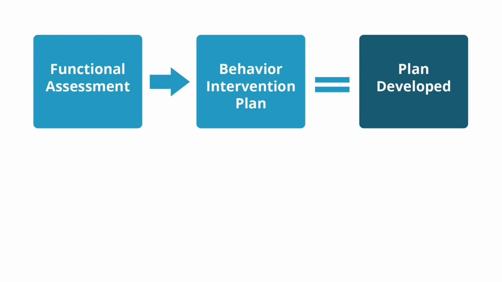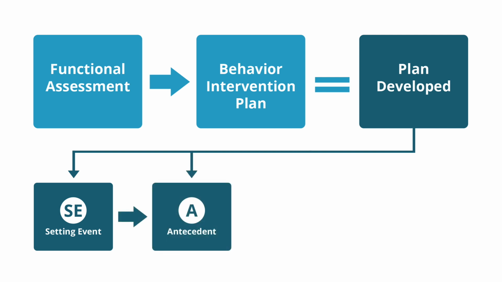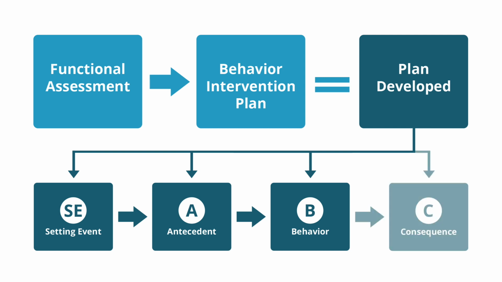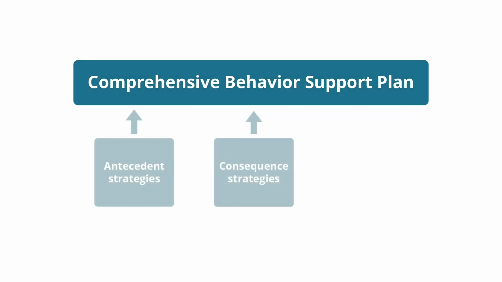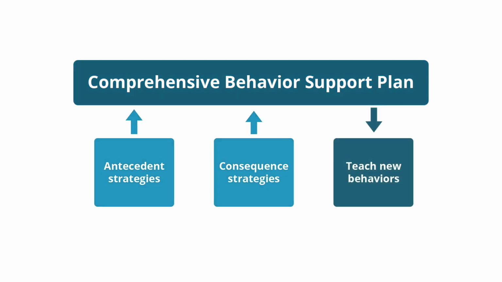We look at the sequence of how the behavior occurs. First, the setting event that sets the stage for the behavior, then the antecedent that triggers it, then the problem behavior that occurs, and finally, the consequence of that behavior. We want to develop a comprehensive behavior support plan with strategies that address both the antecedent and the consequence, and also teach new behaviors. When you plan an intervention, you want to match at least one of these strategies to each part of your summary or hypothesis statement.